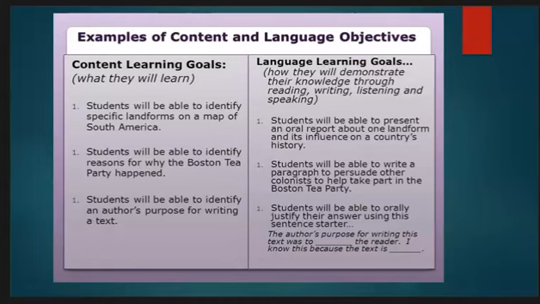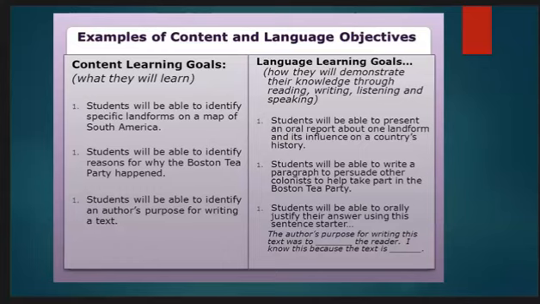So here we have a few content and language objectives side by side, and they match to each other. The example on the left is the content learning goal. The example on the right is the language learning goal. So students will be able to identify specific landforms on a map of South America, and students will be able to present an oral report about one landform and its influence on a country's history. Students will be able to identify reasons for why the Boston Tea Party happened. Students will be able to write a paragraph to persuade other colonists to help take part in the Boston Tea Party.